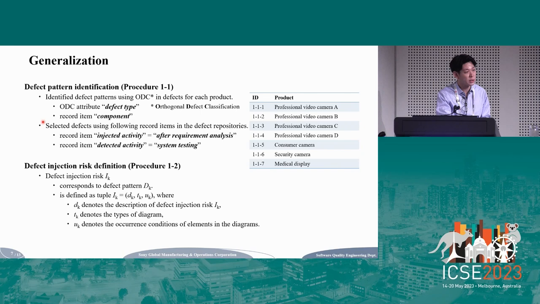Regarding procedure 1-2, we generalized the defect patterns as a DIR with the following definition. DIR consists of D, T, and U. D denotes the description of DIR. T denotes the types of diagram. And U denotes the occurrence conditions of elements in the diagrams.